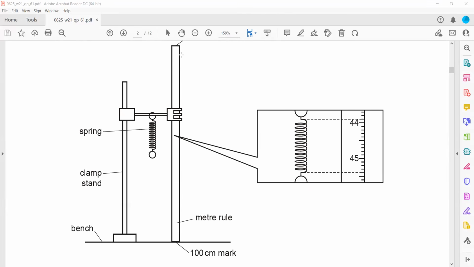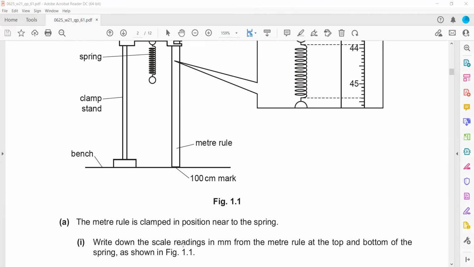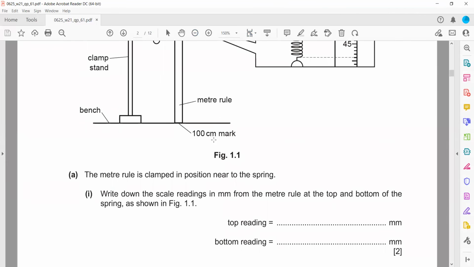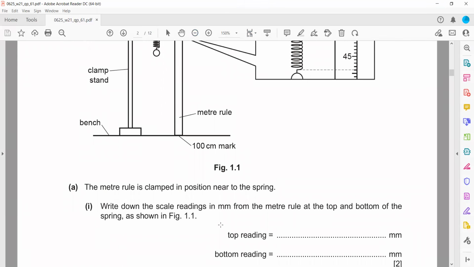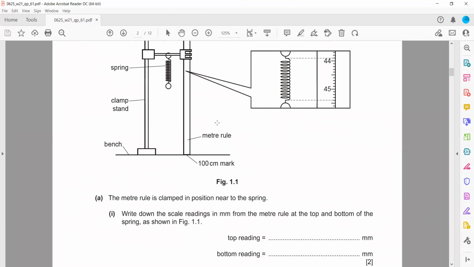So at the top we have 0 and at the bottom we have 100. The meter rule is clamped in the position as shown. So you can see the position of a meter rule or a meter scale. Write down the scale reading in millimeter. Keep in mind they are asking scale reading in millimeter for the top reading and for the bottom. So can you state, you can use a screen annotation.